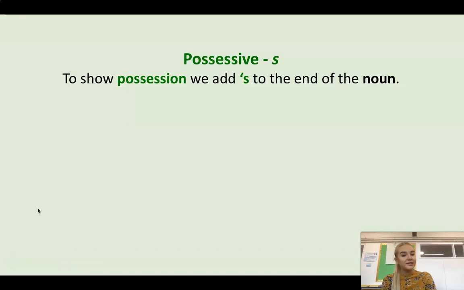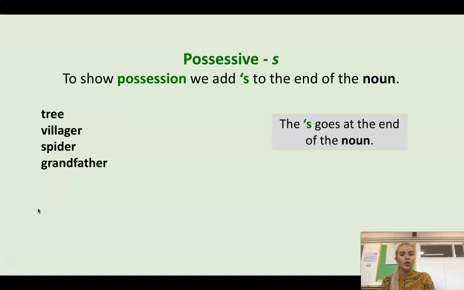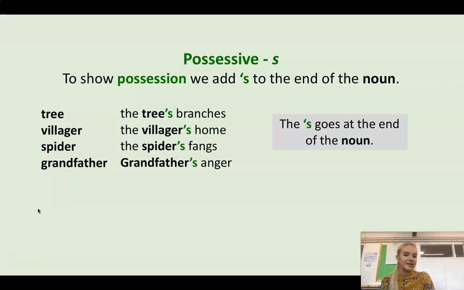So we could have the possessive apostrophe, which is a singular possession. This shows that we can add the apostrophe S to a noun if there is just one noun. So it's just one tree here. The tree's branches, the village's home. And we went through this yesterday, where it was just one of the nouns.